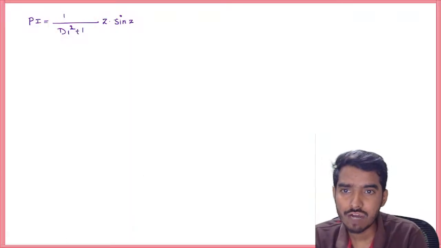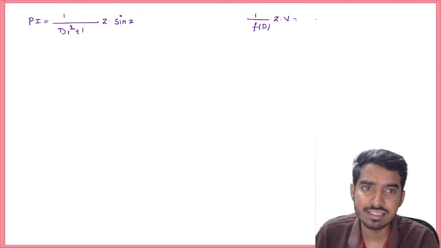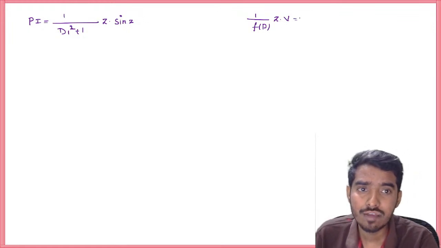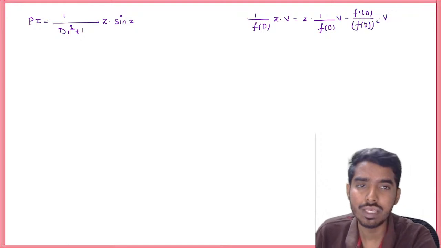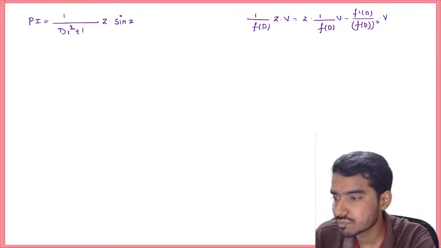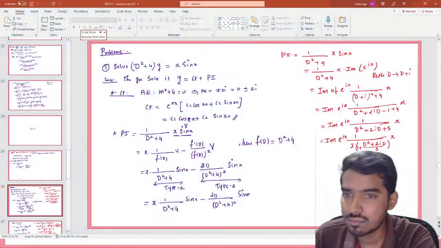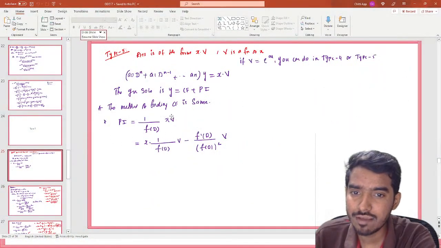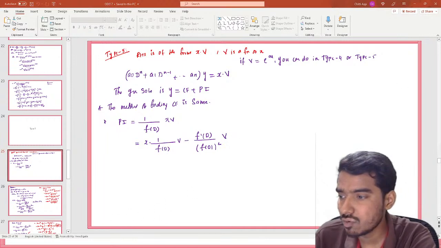So we know 1 by f of D on z into V. So here V is a function of z, which is sin z. So what is the formula here? 1 by f of D on z into V is z into 1 by f of D into V minus f dash of D by f of D whole squared into V. This is what the formula is, right? Now we will apply this formula here to get the answer.